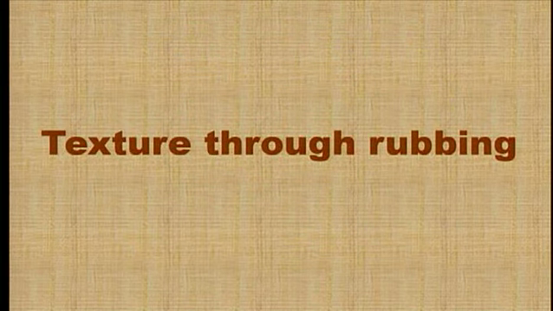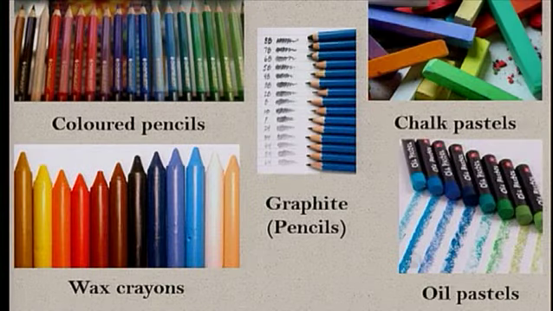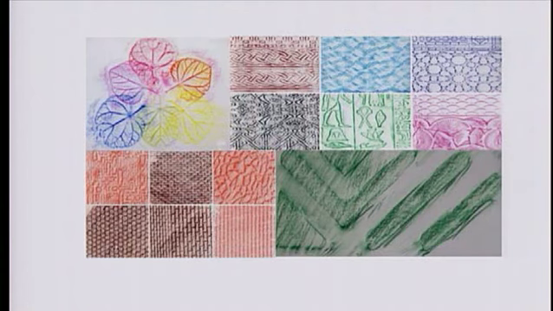Have you ever heard of the rubbing technique? Rubbing, also known as frottage, is the process of applying pressure on paper with a drawing medium to record the texture underneath. Materials often used for rubbing are colored pencils, chalk pastel, graphite pencils, wax crayons, oil pastels. These are examples of compositions made through the rubbing technique. Observe the different textures. Can you identify from which objects they are?